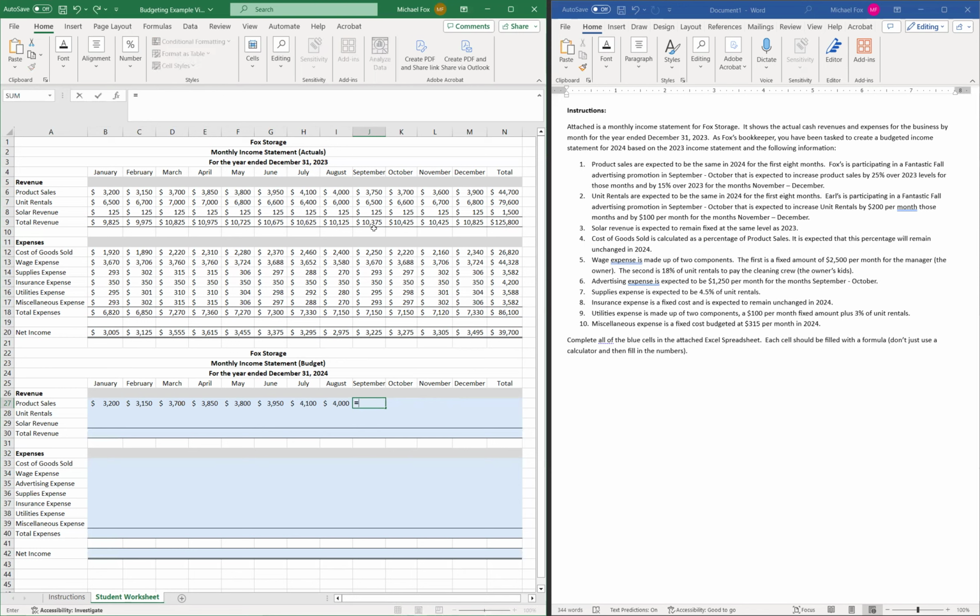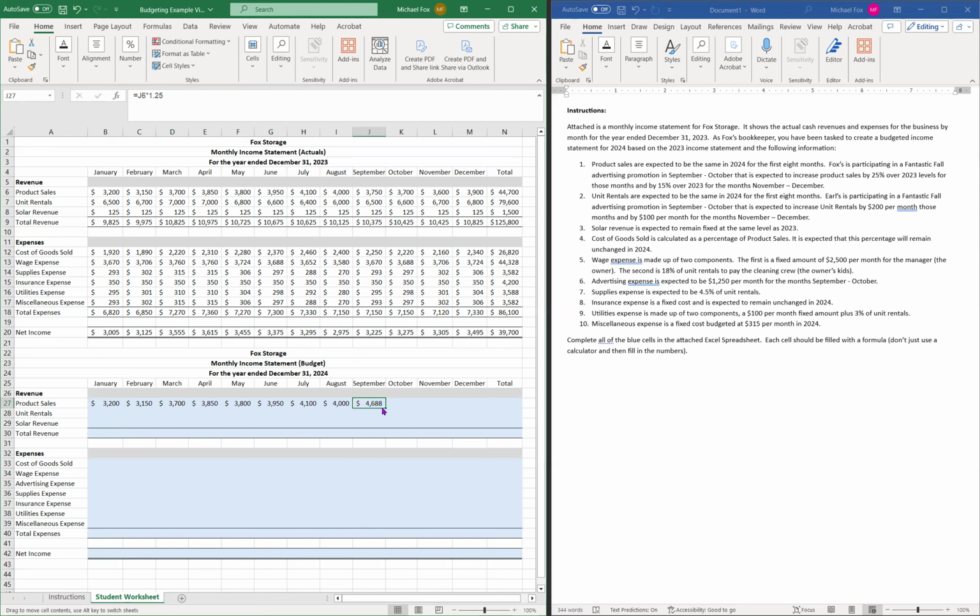So I'm going to hit equals, and I'm going to click on the amount for September 2023, and then I'm going to multiply that by 1.25. So if I were to multiply it by 1, it would be the exact same, right? It would still be 3,750. And if I multiply it by 0.25, I'd be getting 25% of 3,750. So by multiplying by 1.25, I'm getting 25% above what it was in 2023. So I'm going to take the amount from 2023, multiply it by 1.25, and that will give me a budgeted amount that is a 25% increase over the 2023 amount.